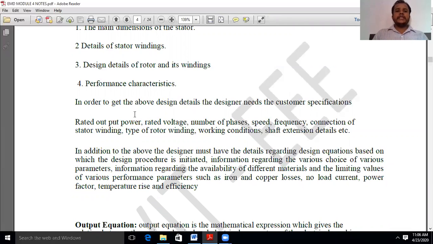This also depends on the rated output power, rated voltage, number of phases, speed, frequency, connection of stator winding, type of rotor winding, working conditions, shaft extension details, etc. In addition, the designer must have the details regarding design equations on which the design procedure is based, information regarding the various choices of parameters, the availability of different materials, and the limiting values of various performance parameters such as iron and copper loss, no load current, power factor, temperature rise, and the efficiency.